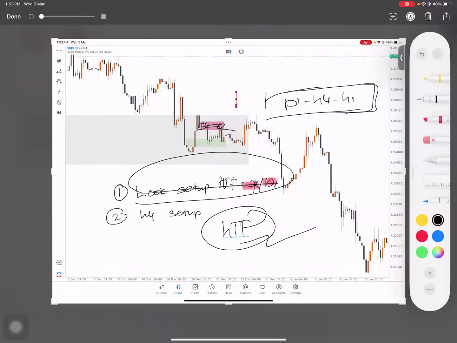It doesn't mean you have to find a setup every day. No. Find one good quality setup. In one week you can find a good trade, three to four trades. It's enough already. It doesn't mean, oh, every day I have to find a trade. No.